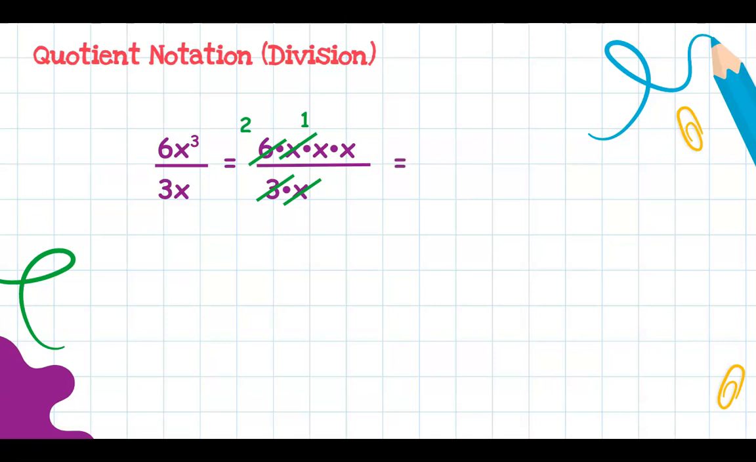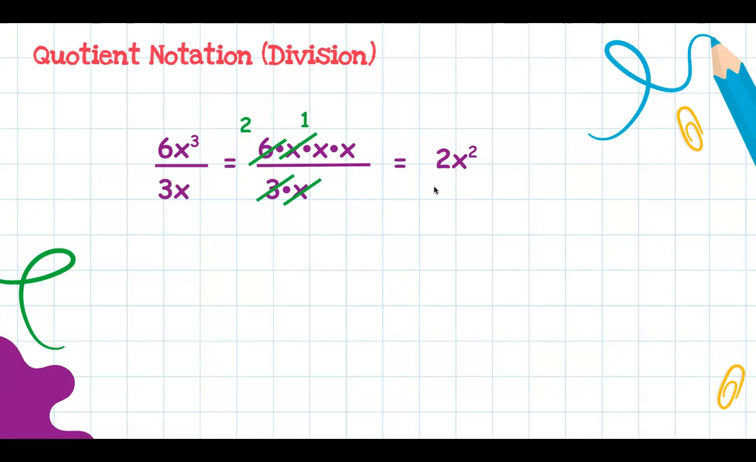We have 2 times 1 is 2 on the top. 2 times 1 is 2. And then you have 2 x's here, x times x, so it's 2x squared. And then here, this is going to be just 1 and 1, so nothing here. Okay, and that's it. That's done.